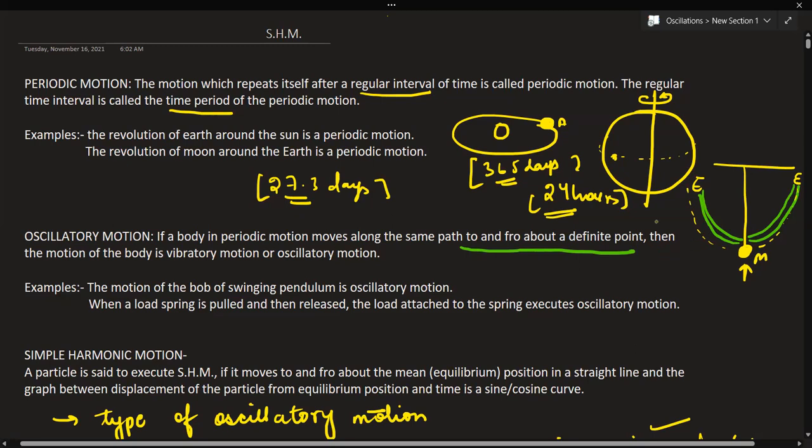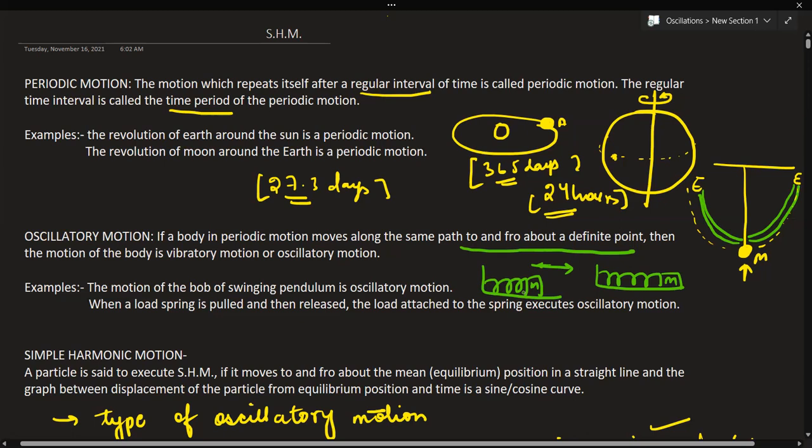Or you can take another example of a spring. If this is the mean position of a spring and a block of mass m is attached at the free end of the spring. If I apply a force over here, then what will happen? This will expand. If I apply a force in this direction, the right hand side, it will expand. Then when I release it from this point, what will happen? This block will compress the spring first. So the spring will go to and fro, that is back and forth.